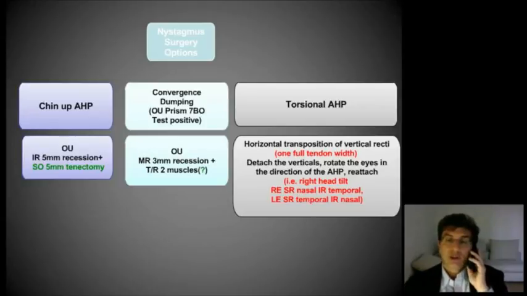Lastly, in the torsional anomalous head posture, I use what you suggested: detach all the horizontals, all the verticals, rotate the eyes in the direction of the anomalous head posture, and then reattach them in the operating room, for one full tendon width, to obtain good results. I have not much experience. I just treated 2 patients for torsional anomalous head posture.